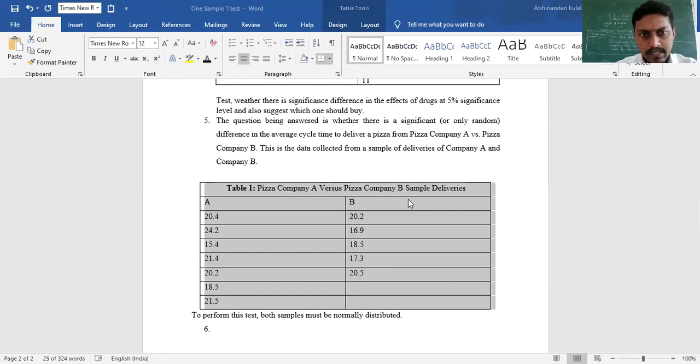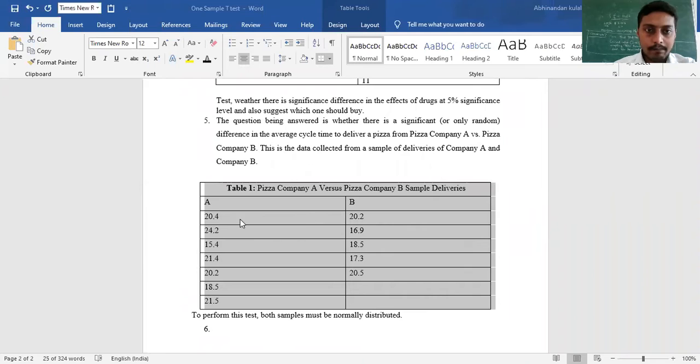Means there are two delivery companies, like Uber and Swiggy. The names given are A and B. Two delivery companies are there. They collected the delivery time for each company. They have to know whether there is a significant difference in the delivery time between company A and company B. So they randomly collected delivery times from each company.